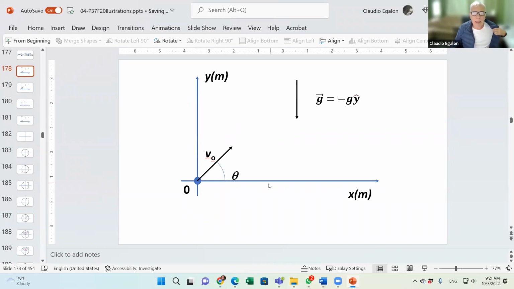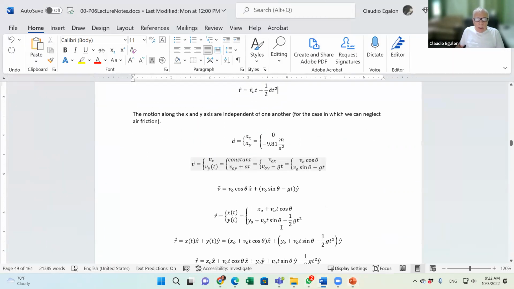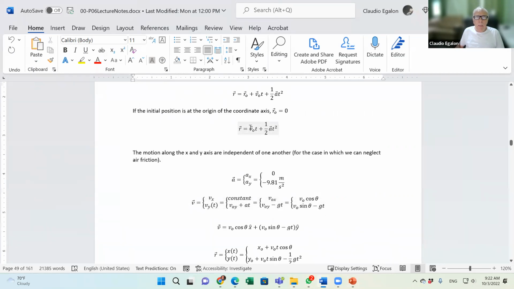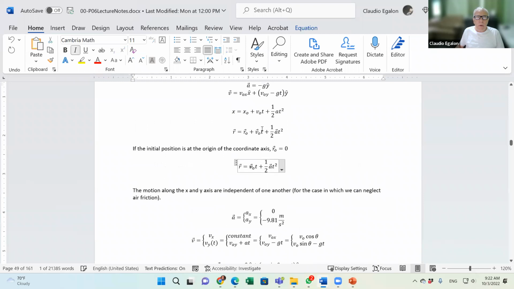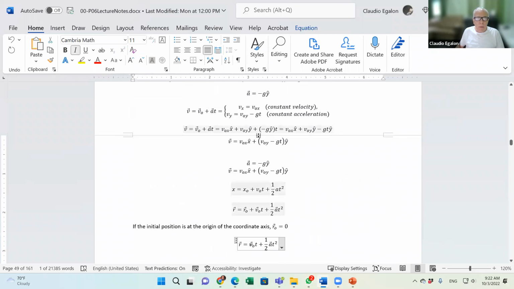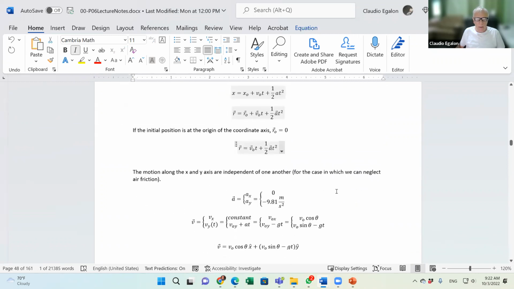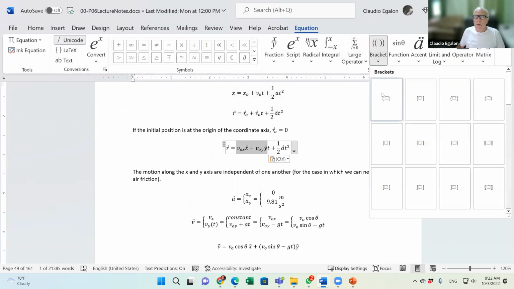Notice that we have an angle theta. We know both the magnitude of the initial velocity and the angle that the initial velocity makes with the horizontal. So here we go, going back there. Now I'm going to apply that here. The initial velocity. I'm going to repeat this one. That's the initial velocity. Put parentheses here.